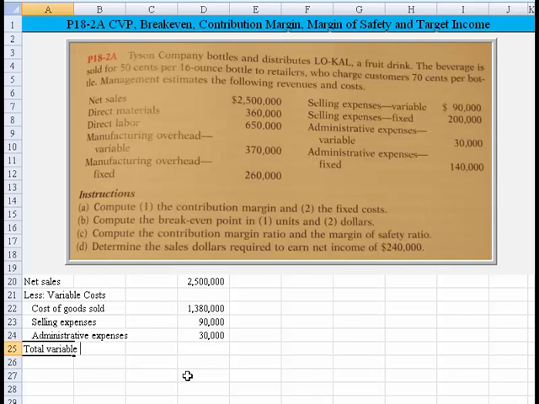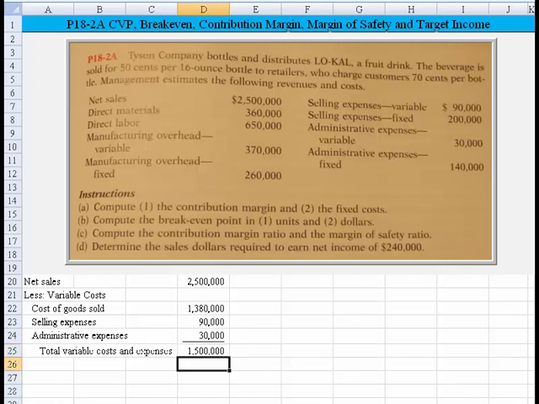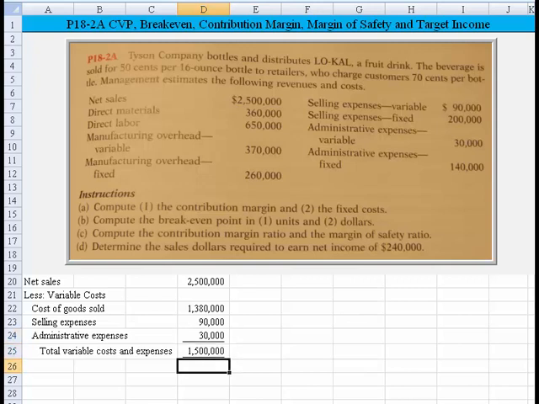And I'm going to actually call this total variable costs and expenses. I think it's a better title. We'll indent that a little bit. We'll sum from above. There we go. Total variable costs. We can underline this, and then it's easy to compute the contribution margin. Okay, so to tackle Part A, contribution margin is the sales less the total variable costs.